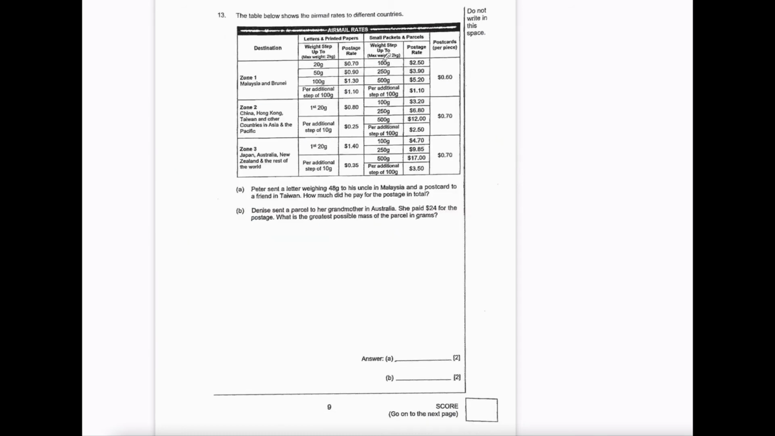Question 13. So these are the rates. I'm not going to read through everything. And there are different countries, okay, and different zones. So Peter sent a letter weighing 48 grams to his uncle in Malaysia. 48 grams. Letter. Malaysia. Okay, and also a postcard to a friend in Taiwan, plus postcard to Taiwan.